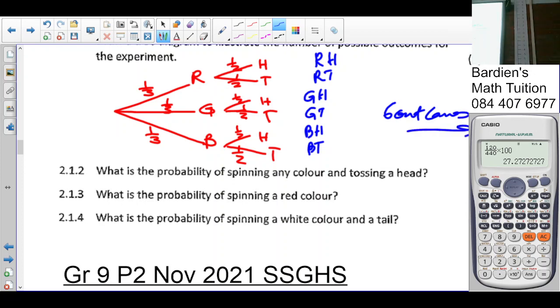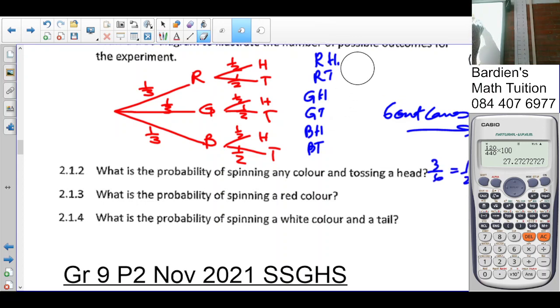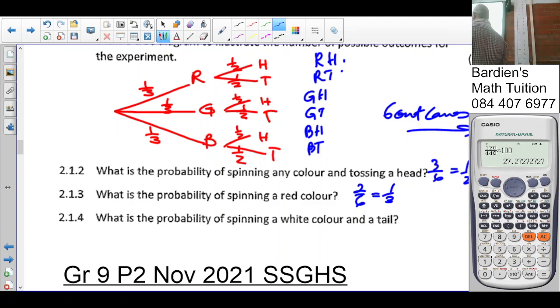What's the probability of spinning any color and tossing a head? Any color, but there must be a heads. So it's going to be 3 out of 6, which we must simplify. Don't forget. The next one: what's the probability of spinning a red color? There's those two, so it's going to be 2 out of 6, which is 1 out of 3. What's the probability of spinning a white color and the tails? There's no white. 0 out of 6, which is 0.